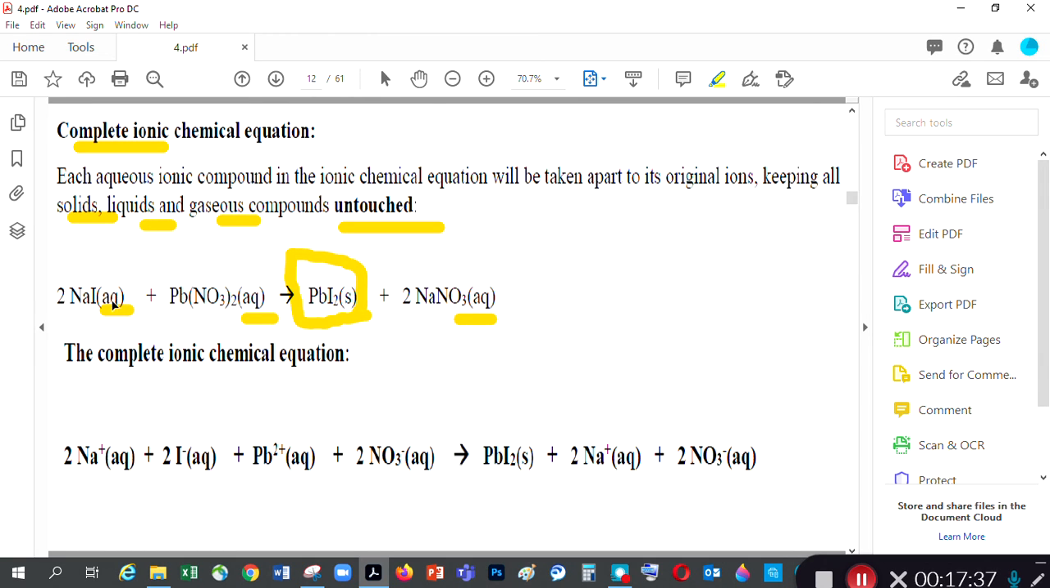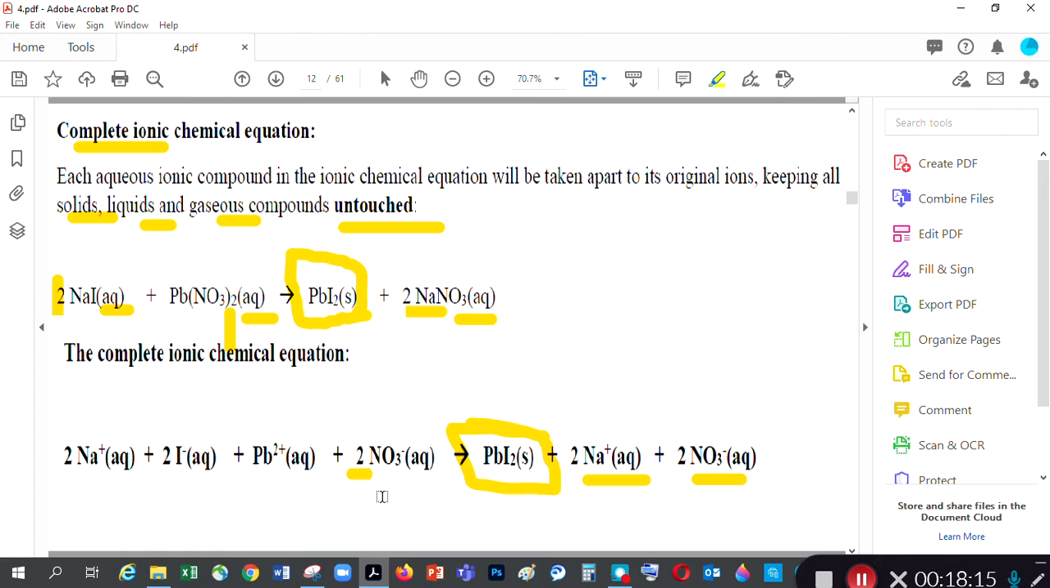So only the aqueous ones. Now, 2 here, aq, take it apart. It's 2 here, meaning 2 sodium ions plus 2 iodide ions. Then lead(II) nitrate, lead(II) aqueous, and nitrate is 2 of this; the 2 here will come in front. Nitrate is a polyatomic ion, aqueous. This one is kept as is, not touched. Then I have sodium is 2, nitrate is 2. Those are ions, correct? This is called the complete ionic chemical equation.